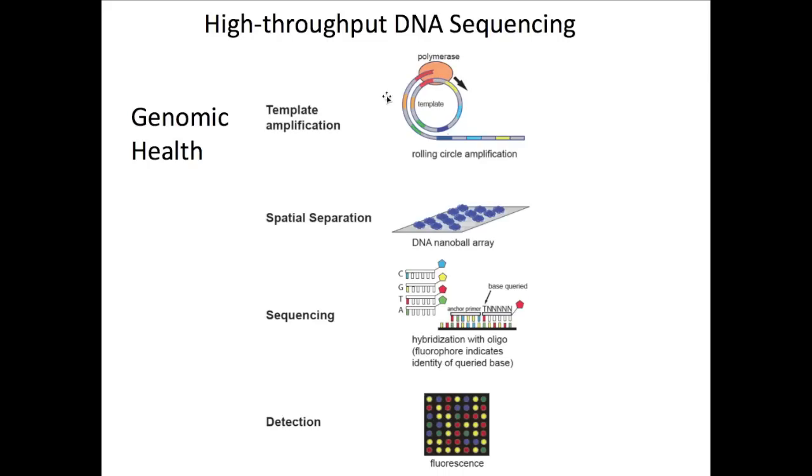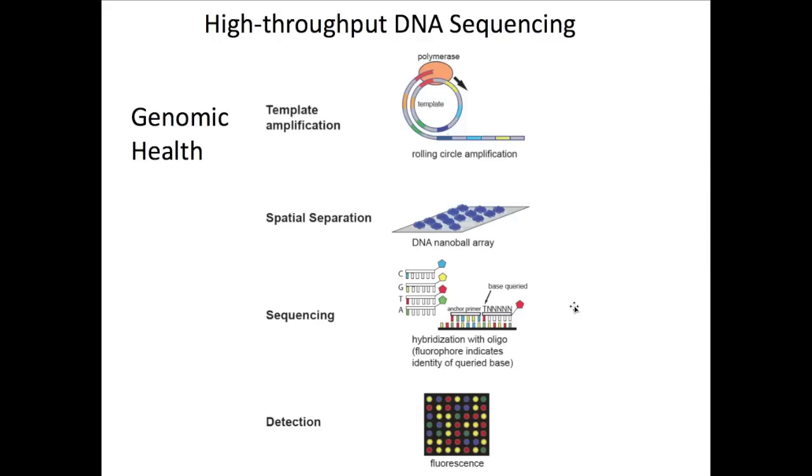These templates in this scheme are amplified by rolling circle amplification, which is a method adapted from a bacteriophage polymerase approach. You crank out a really long linear copy of this circular template, and the linkers between the areas that you're going to sequence have been designed so that the DNA will bunch up afterwards and form what this genomic health company calls DNA nanoballs. They then have a flow cell arrangement where there are patches where the DNA nanoballs will settle down and stay in a particular fixed location. So now you have lots of amplified copies of the tags you're going to sequence.